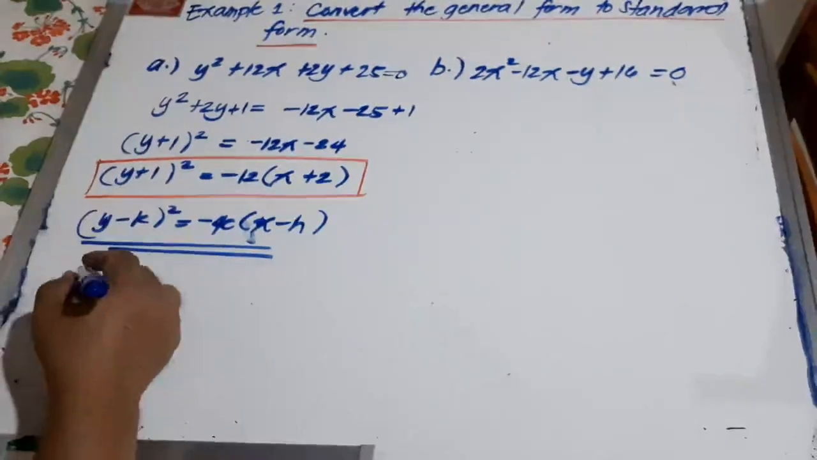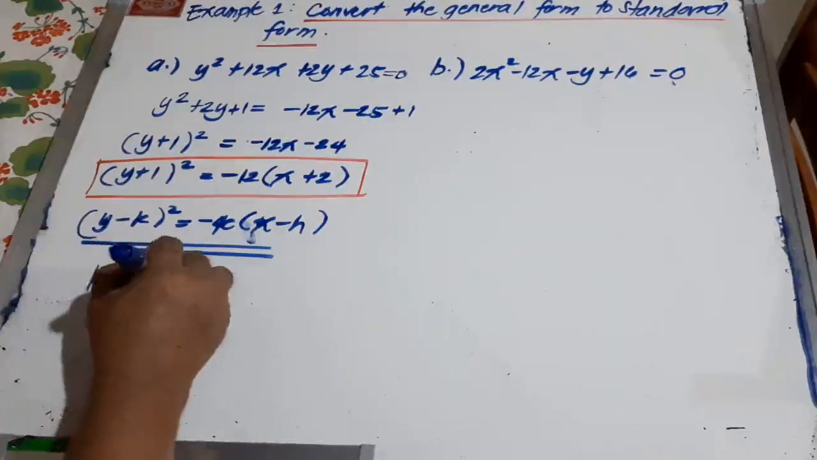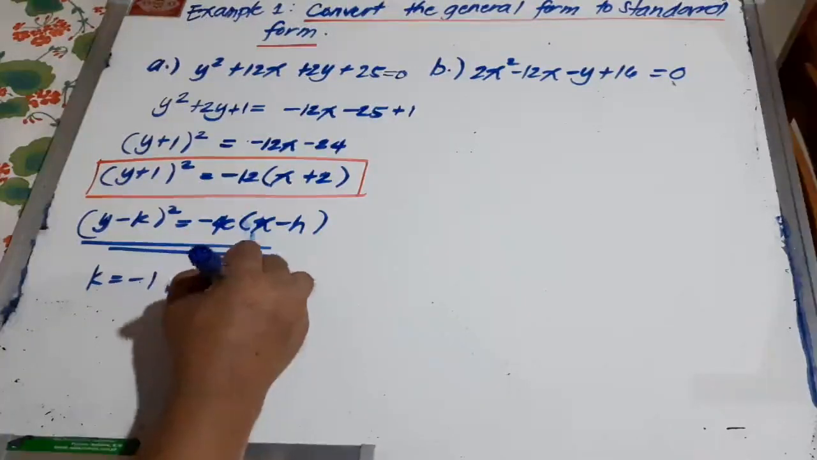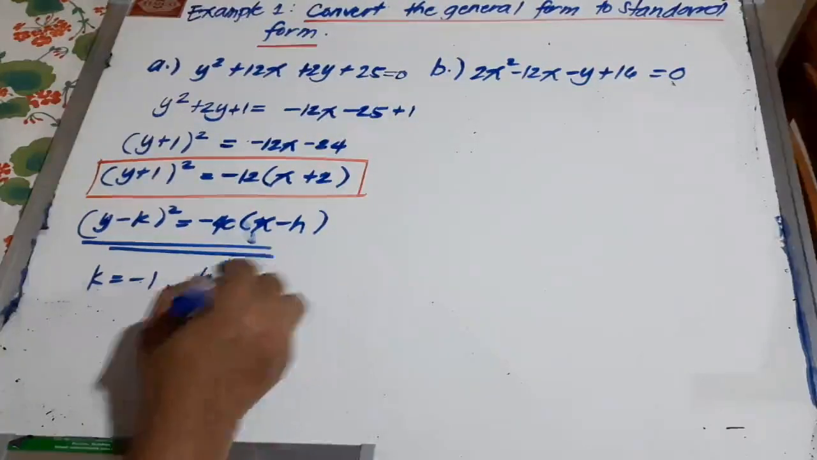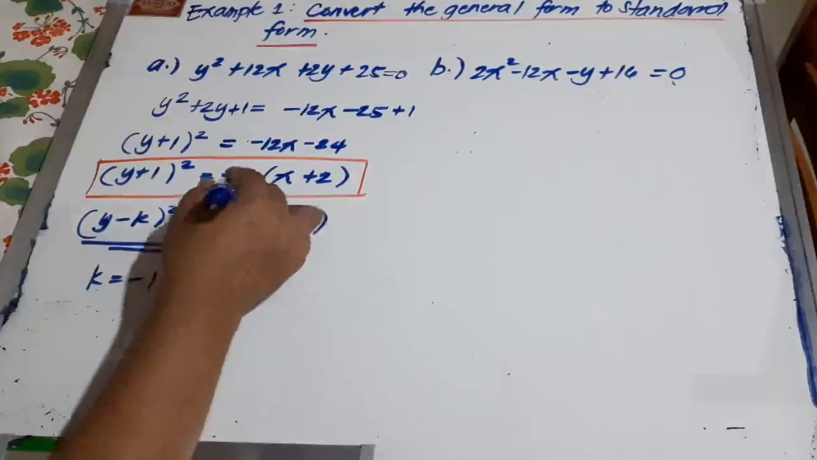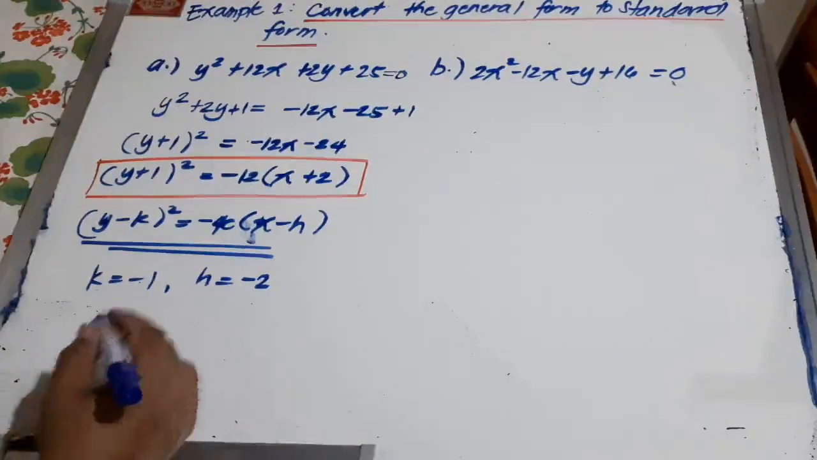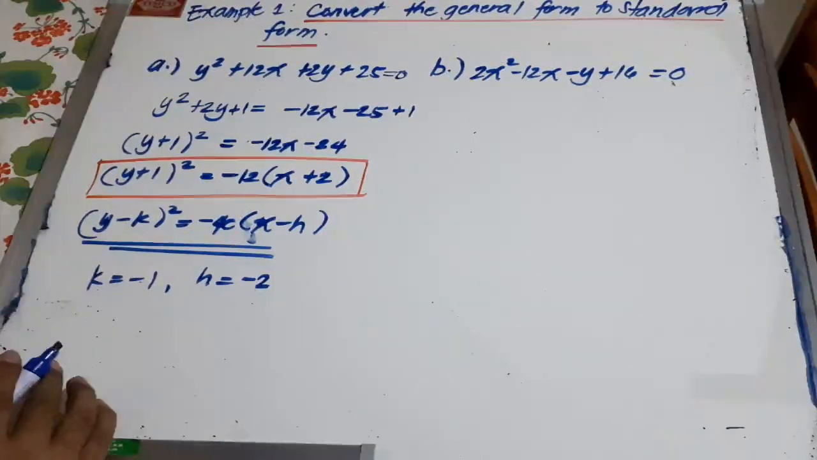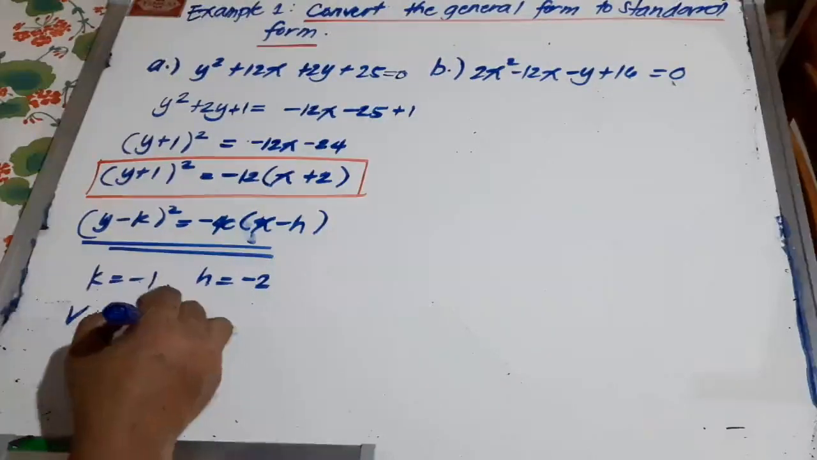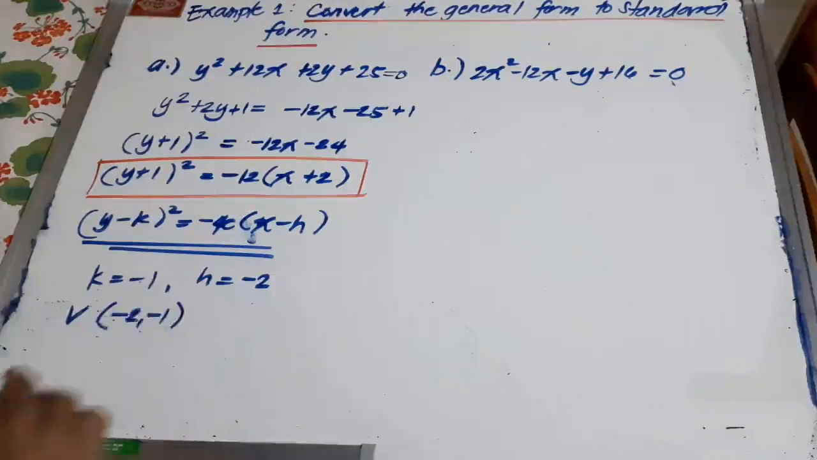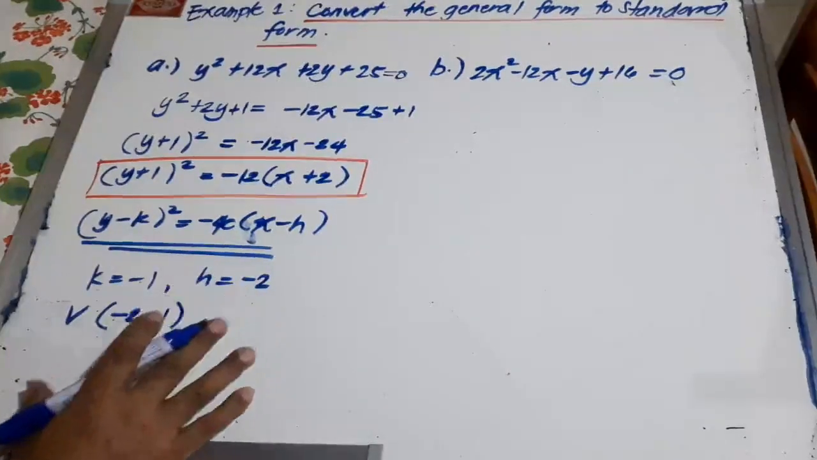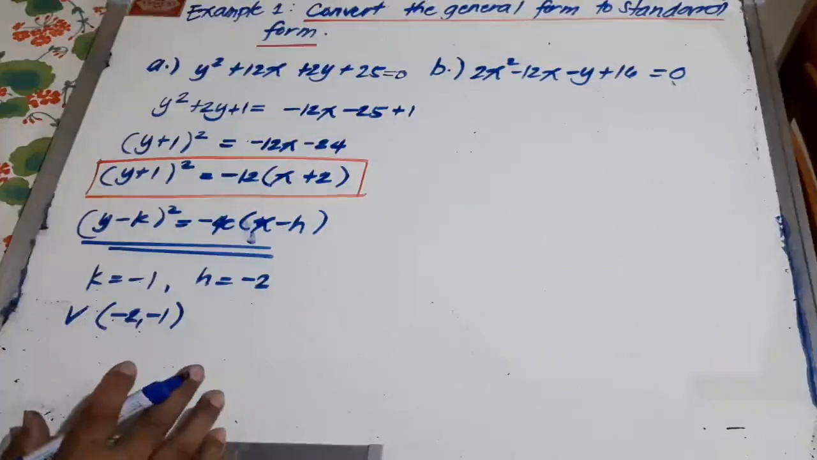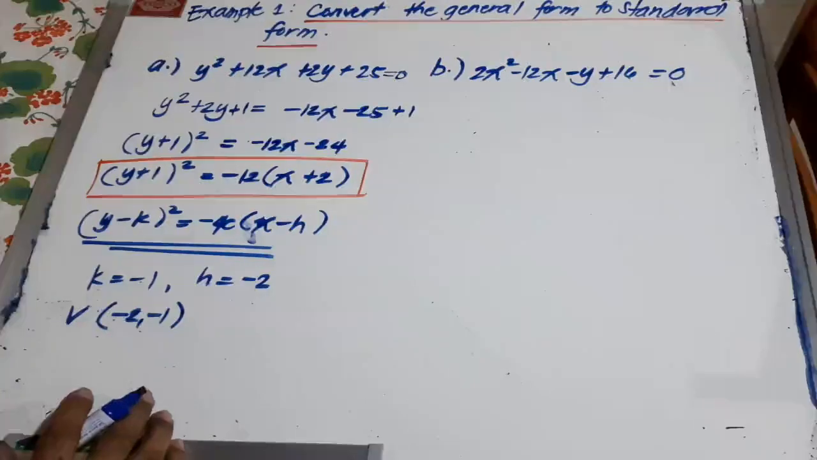So ibig sabihin, the value of k is negative 1, and h has a value of negative 2. And negative 4c is equal to negative 12. So, ganun lang. I'm going to tell you more about that sa mga susunod na mga lessons. Therefore, the vertex of this parabola is negative 2, negative 1. So, never mind muna ito. What you need to know is to convert general equation to standard equation of the parabola.